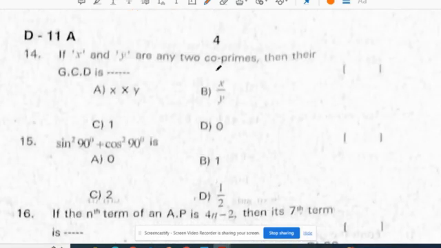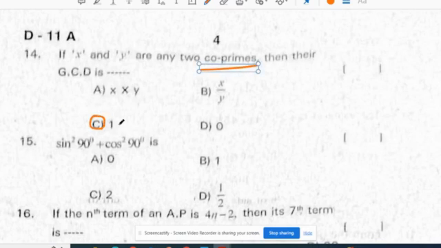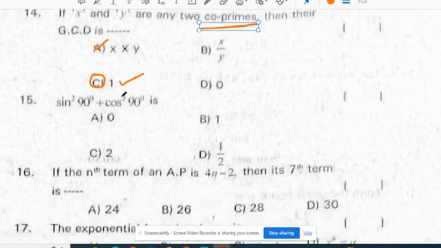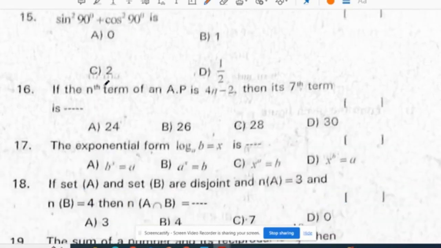14th question, if x and y are any two co-primes, then their GCD is. Always the HCF or GCD for co-primes will be 1, and LCM will be x into y. You have to know that LCM as well. Sin square 90 plus cos square 90 value is 1. It is an identity.